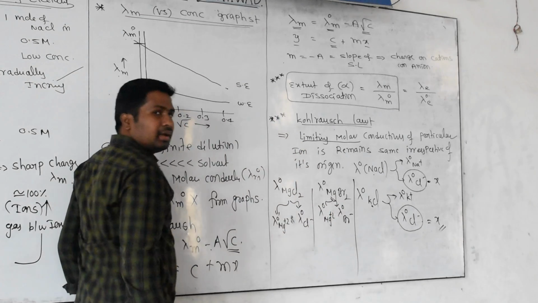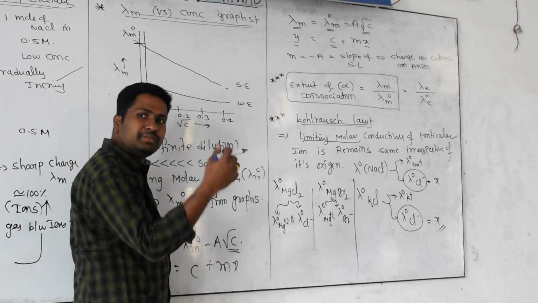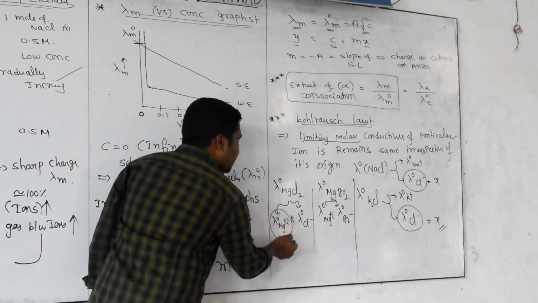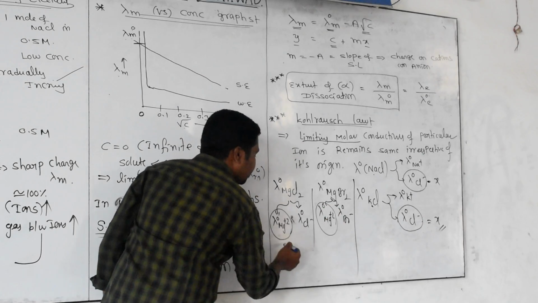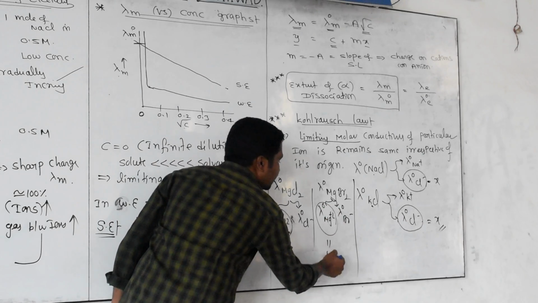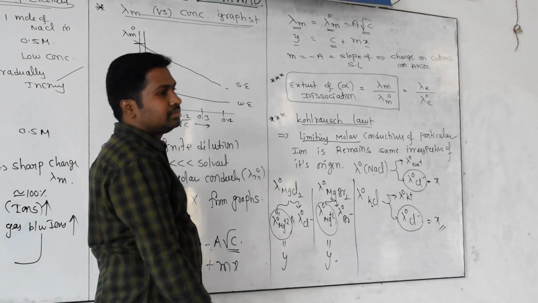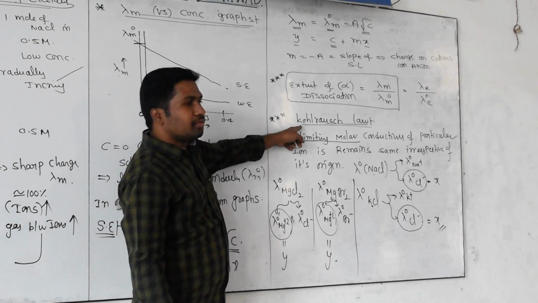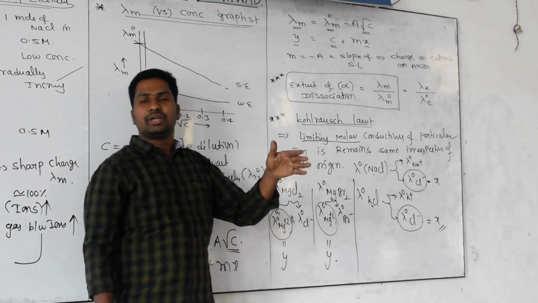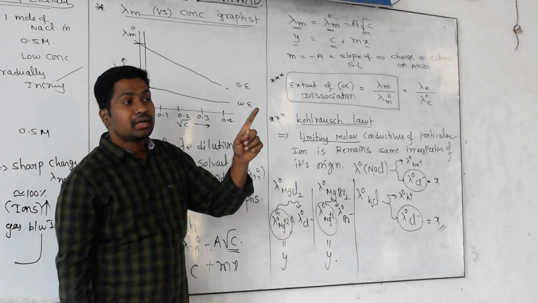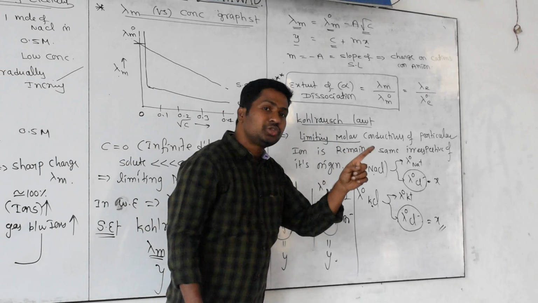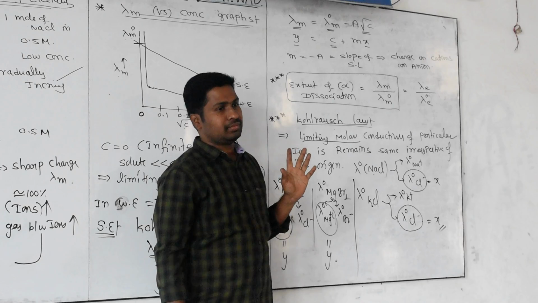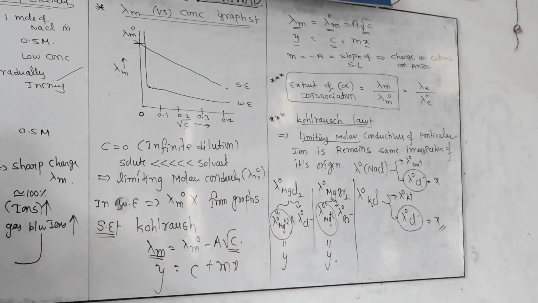But what is it telling us? Whether it is MgCl2, MgBr2 or MgI2 is not a matter. So for the same magnesium ions, the limiting molar conductivity will remain the same. Are you clear or no? Yes. That is an important statement of Kohlrausch's law. According to Kohlrausch, the limiting molar conductivity of a particular ion should remain the same irrespective of its origin. So from this, we can give some explanation.